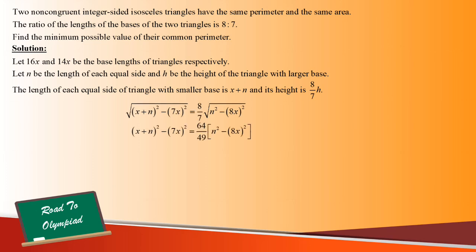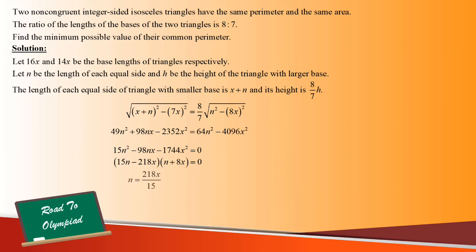Squaring both sides, expanding the square, multiplying by 49, and expanding the brackets, we get this. We can rearrange the equations into this one, which we can factorize as follows. Solving the equations gives us n equal to 218x over 15, or n equal to negative 8x. We reject the second solution as we need n and x to both be positive, which is impossible in this case.